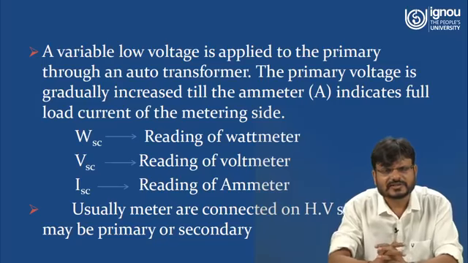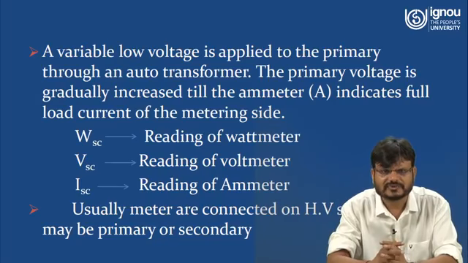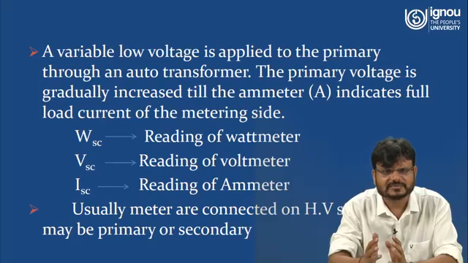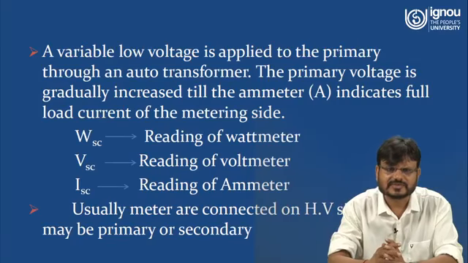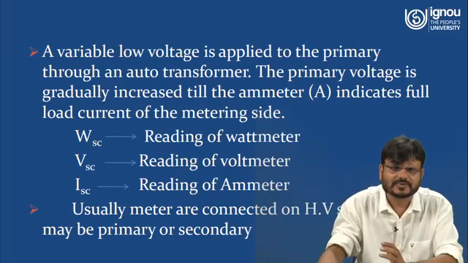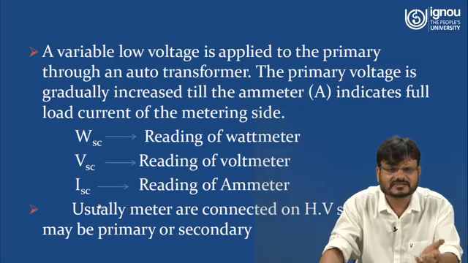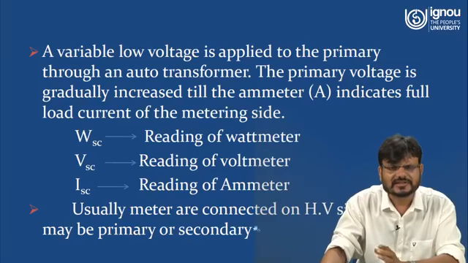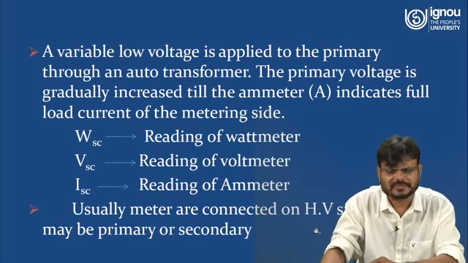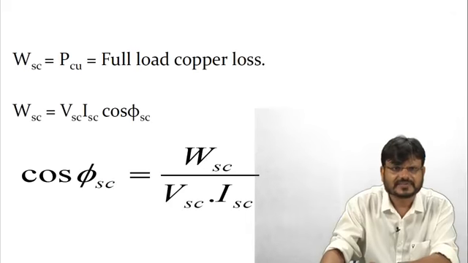A variable voltage is applied to the primary through an auto transformer, as you have seen in the diagram. The primary voltage is gradually increased till the ammeter indicates the full load current of the metering side. The reading of the wattmeter gives the short circuit losses, or you can say variable losses. It is denoted by WSC. The reading of the voltmeter gives VSC, and the reading of the ammeter gives ISC, that is called short circuit current. Usually meters are connected on the high voltage side, which may be the primary or it may be the secondary.